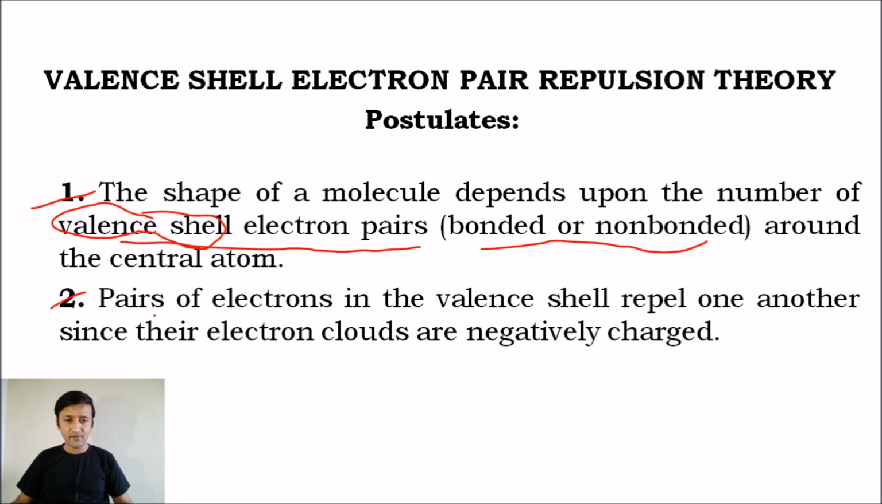Pairs of electrons in the valence shell repel one another since their electron clouds are negatively charged. Okay, so we already know like charges repel each other, unlike charges attract each other, right? The same concept here. The electron pairs, you know, are negatively charged electron clouds, so there will be a repulsion between the electron pairs.